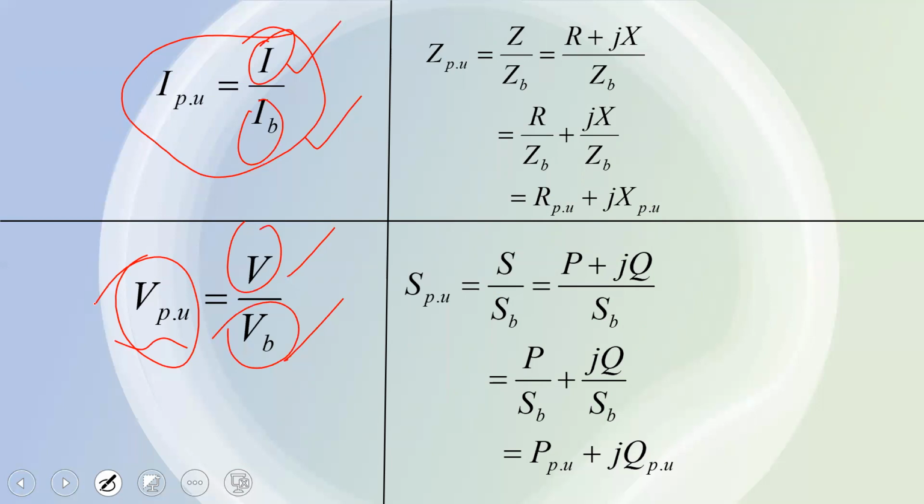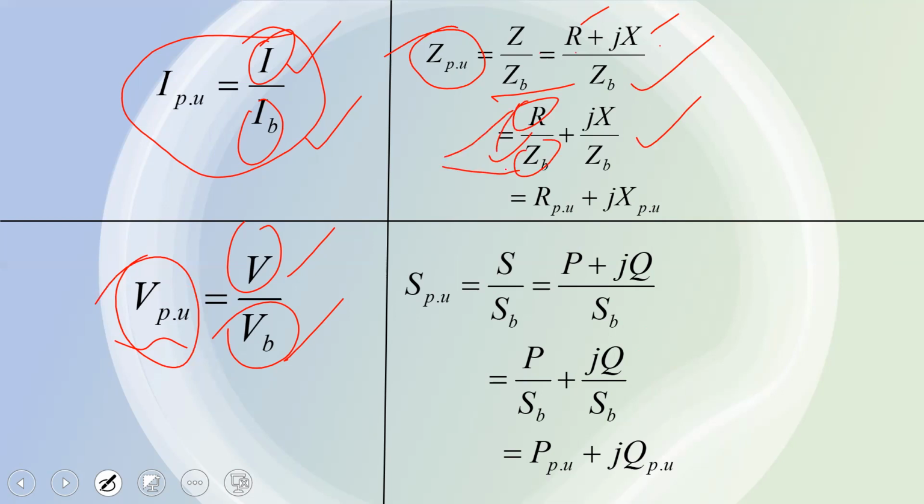Similarly, if you want to convert impedance into per unit, how will you convert it? It will be the actual value of impedance divided by the base value of impedance. As you know, impedance is the complex sum of resistance and reactance. So in place of Z, you can write R plus jX divided by ZB, and you can separate these two terms. So you will get this expression. And as you know, the dimension of R and the dimension of Z are the same.